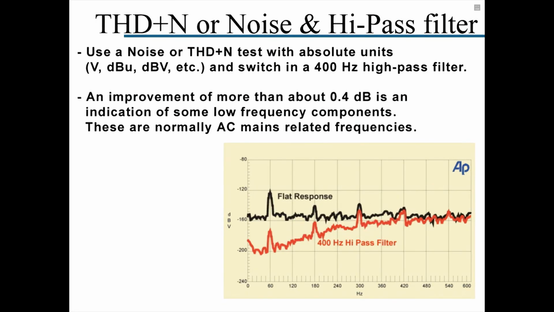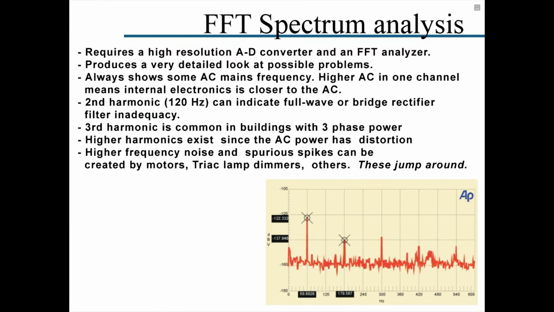To use the filter method, make a noise or THD plus N test with absolute units, volts, dBu, or dBV, and switch in a 400 Hz high-pass filter. An improvement of more than about 0.4 dB is an indication of some low-frequency components. These are normally AC mains-related frequencies.